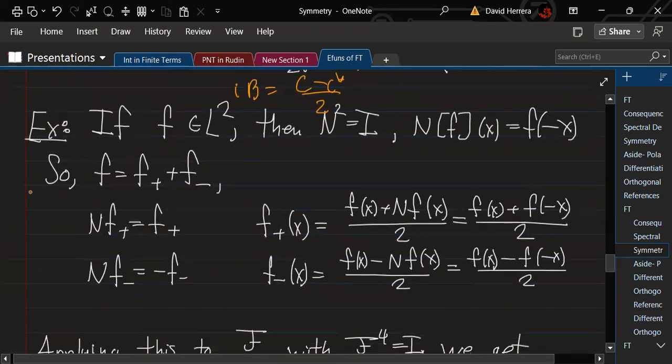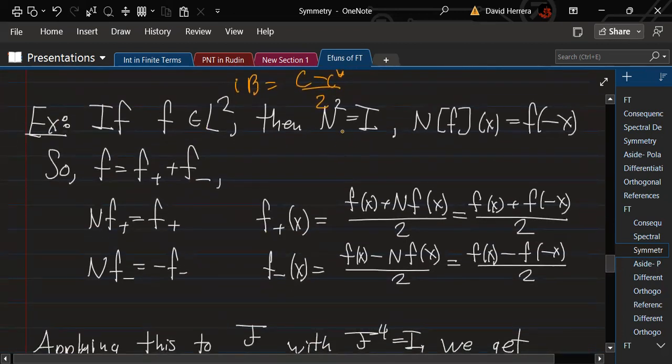This one's a little bit more relevant to functions. You have a function that's in L2. You have N squared as the identity. We already had this example. N is the function that takes f and replaces its argument with negative x. Now N squared is the identity. So using the same stuff we had done before, you can break f in terms of an eigenvector with eigenvalue 1 and eigenvalue -1. So N of f plus is f plus, and N of f minus is negative f minus.